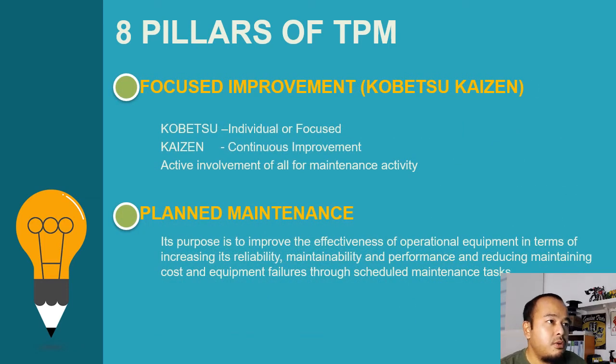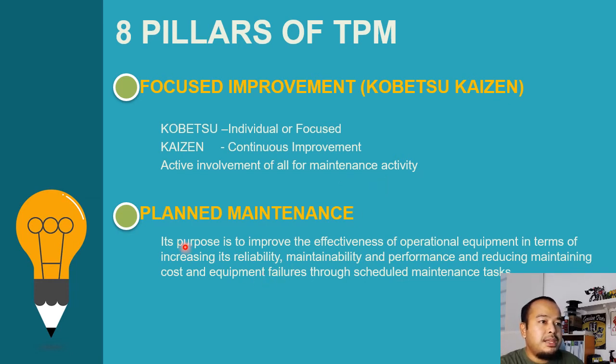Next we go for focused improvement. In Japan we call it Kobetsu Kaizen. Kobetsu means individual or focused, and Kaizen means continuous improvement. In general, it means active involvement of everyone in maintenance activity. So that is Kobetsu Kaizen.